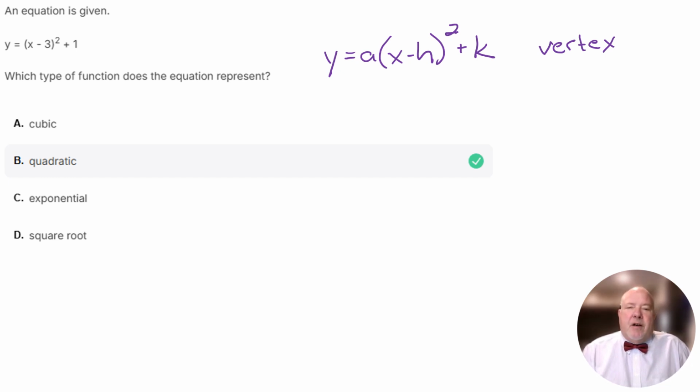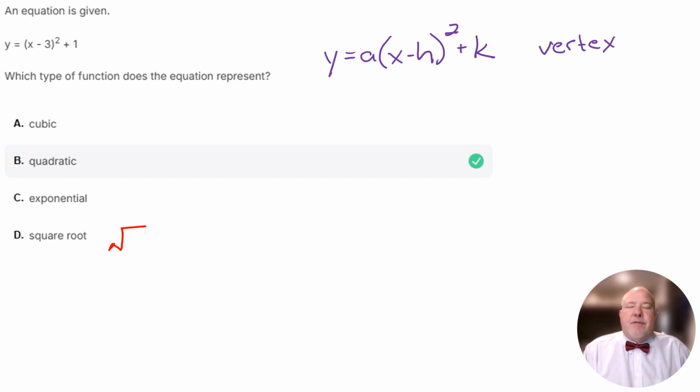So, first off, a cubic function has an exponent of 3. And you can see in this problem, we don't have an exponent of 3, we have an exponent of 2, so it's not going to be a cubic function. Exponential is going to have x, the variable x, as your exponent. We don't have that here, so it's not exponential. And then square root, you're going to see the square root symbol somewhere in there, and we don't see that.